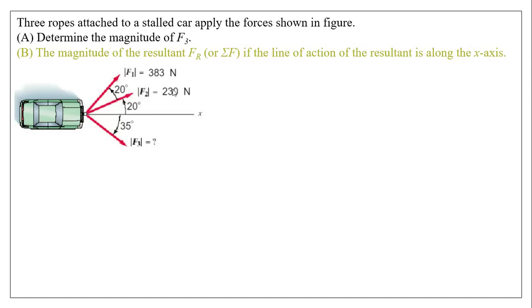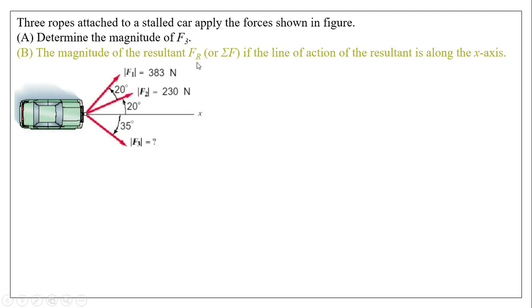So in this particular bird's eye view problem, we have a car that's being towed by three forces given in the diagram here. In the diagram, the magnitude of F1 is 383 newtons, the magnitude of F2 is 230, and then here we have F3 pointing in the southeast direction, which has a question mark. So part A wants us to determine the magnitude of F3, and then part B wants us to find the magnitude of the resultant, aka the net force.